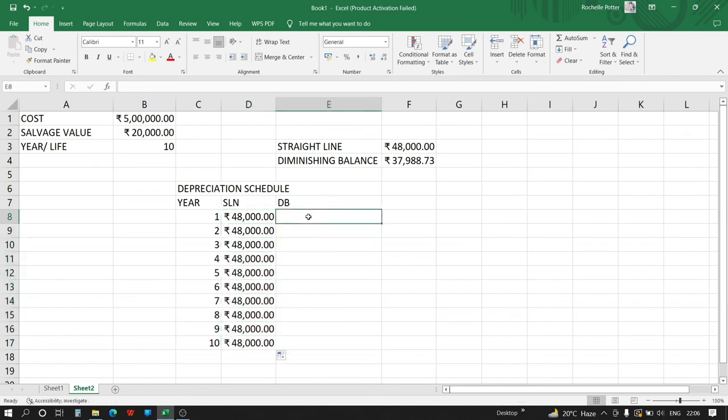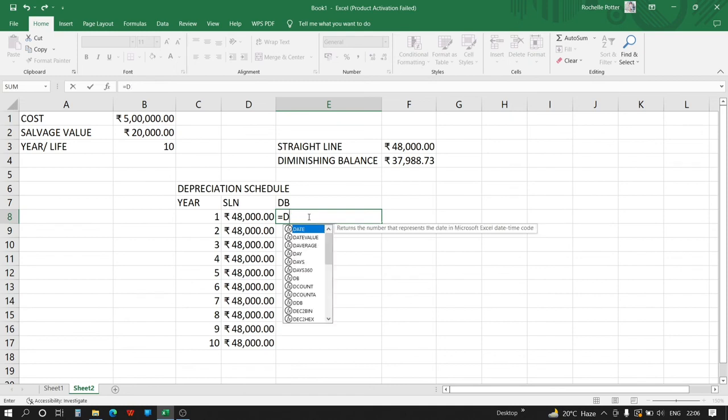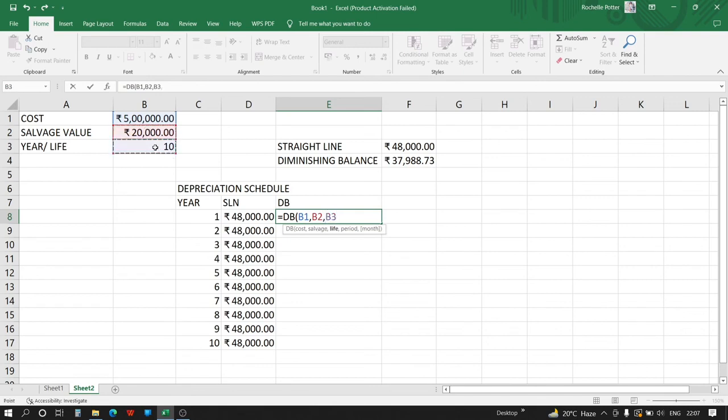Okay, same with the DB. Cost, comma salvage, comma life. Now see what we have to fix here. We fix only B1, B2 and B3, that is, not the period, because our life, the period, is up to 10 years, so every year it will be changing. We'll close the bracket and enter. Same, drag it out.